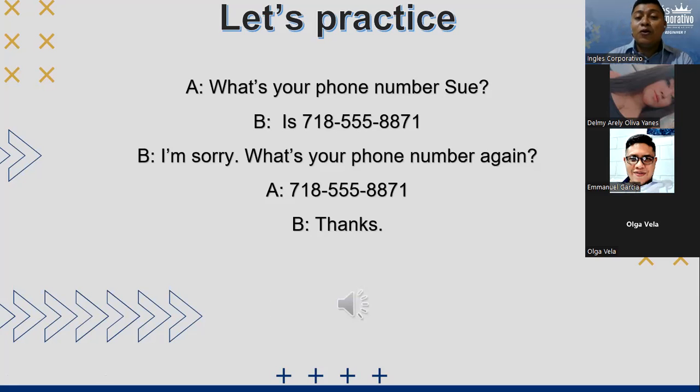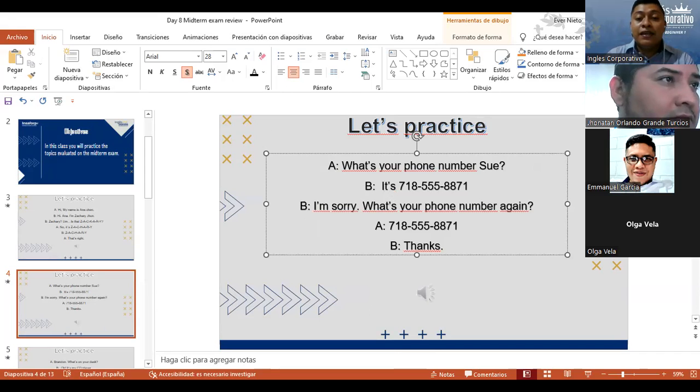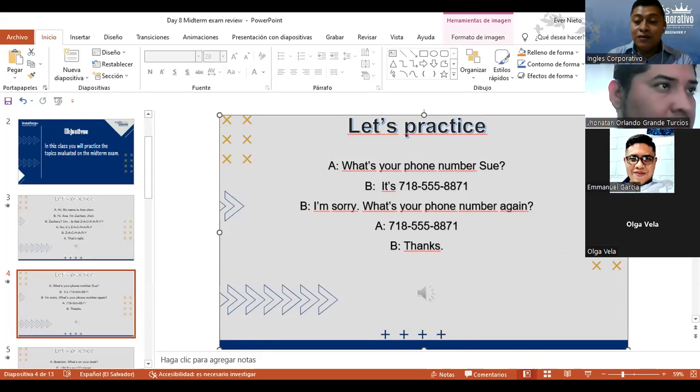¿Alguien descubrió dónde está mal escrito? Falta it. Okay, that's great. Es la frase que aprendimos. Acá tiene que ir it's, ¿verdad? Es el pronombre it, apóstrofe y el verbo to be. So it's. Okay, very good.